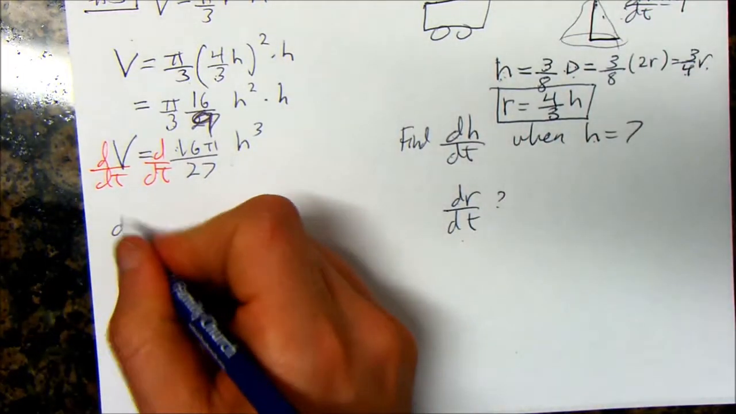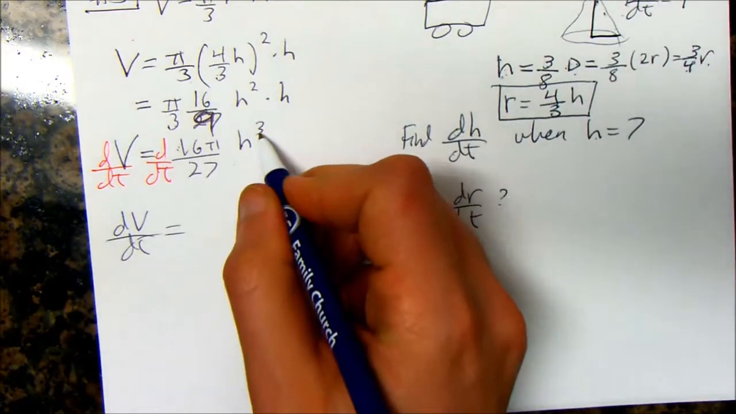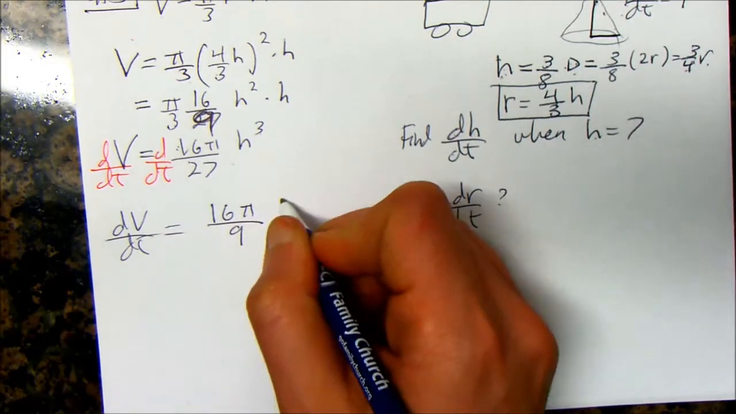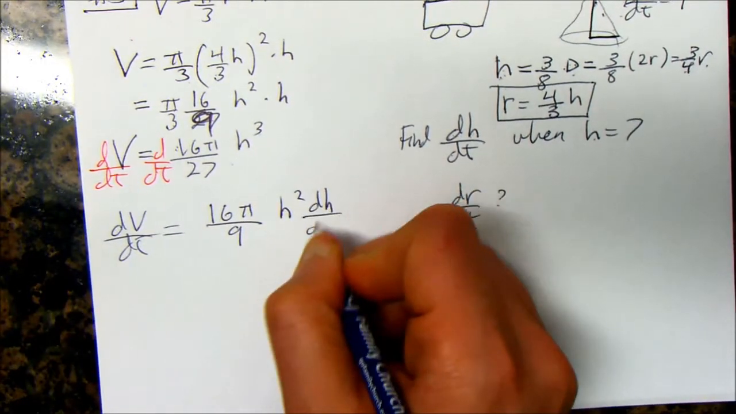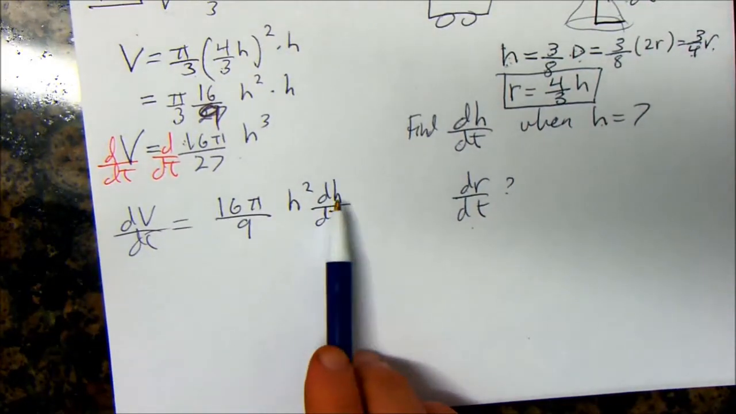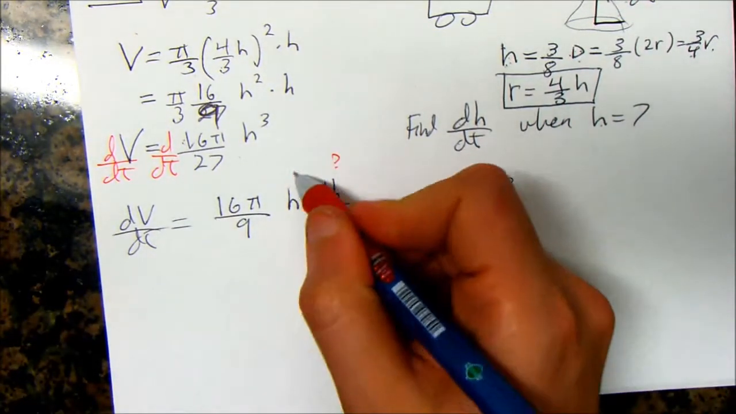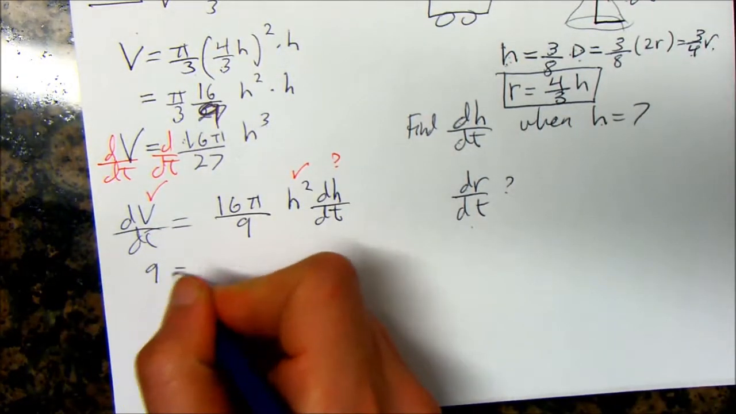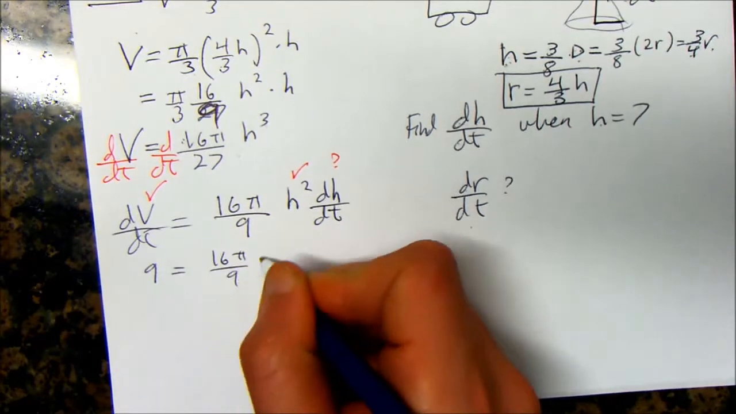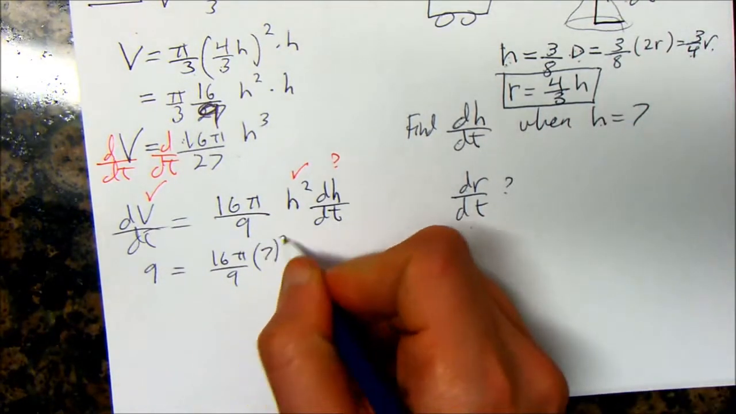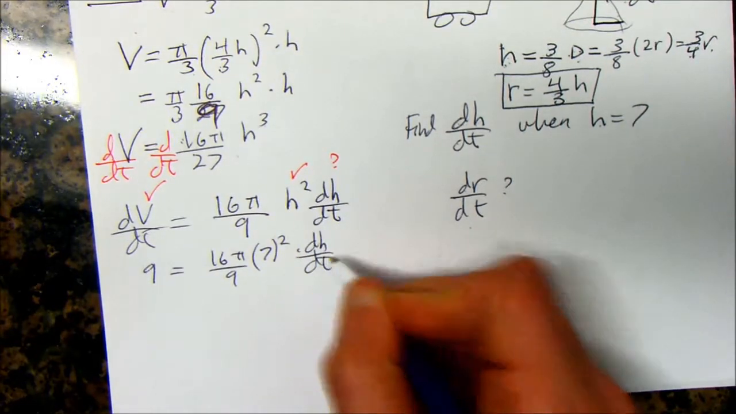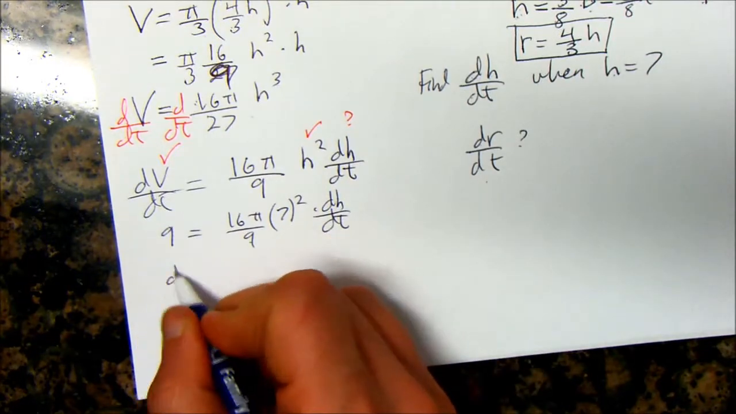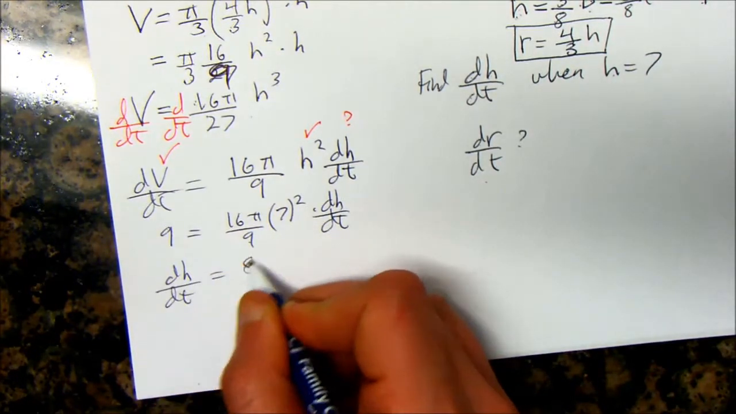Okay? So dV/dt is going to be, bring the power down, this will simplify to 16 pi over 9 times h squared dh/dt. Alright? And this is what we want to know. We don't know this, we know this, and we know this. So let's go ahead and plug everything in. So this is going to be 9 is equal to 16 pi over 9, and then h is 7 squared times dh/dt.